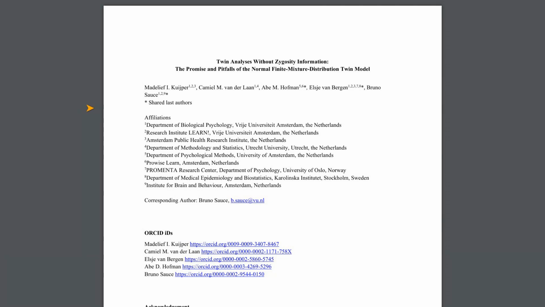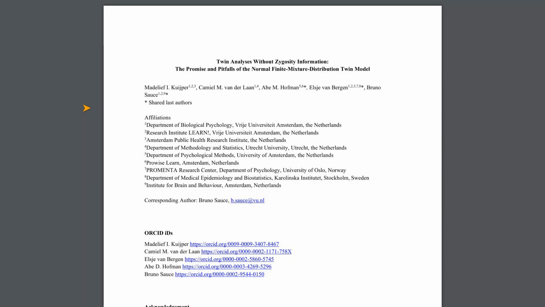This paper looks at a clever method called the normal finite-mixture-distribution twin model. Think of it like this. Instead of knowing for sure if a twin pair is identical or fraternal, this model tries to figure it out from the data itself. It assumes that identical twins and fraternal twins will look a bit different in their outcomes. So it can try to split the total group of twins into these two possible subgroups. It is a really cool idea because it could let us study genetics in huge groups of twins where we don't have that important zygosity information. This is great for big population studies or when you are looking at data from educational platforms like the one they use. But here is where the fun and the problems start.